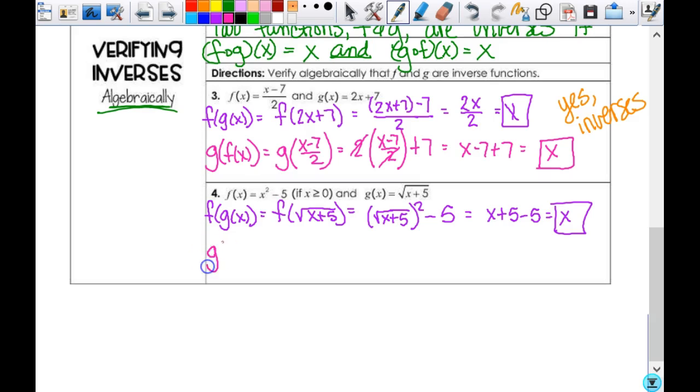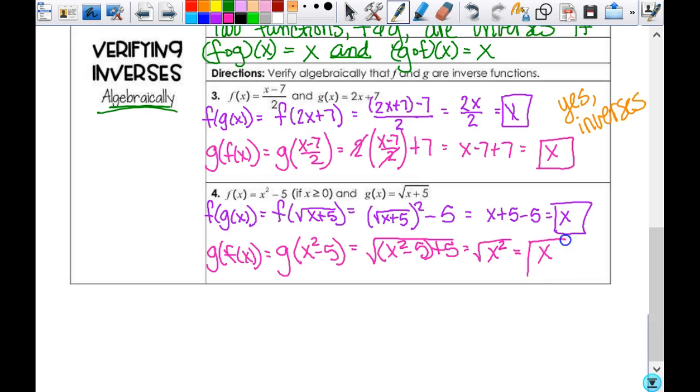Then I have to do g of f of x. So it's going to be g of x squared minus 5. So that'll give me the square root of x squared minus 5 plus 5. Are those parentheses really doing anything there? No? Why you got that weird look on your face? Did I lose you? Ask me a question if you got a question. Okay. Well, and who knows what comes out of my mouth sometimes, so stop me if I do say something weird. So x squared minus 5 plus 5 just gives me the square root of x squared, which is what? X. And that's what we expect.